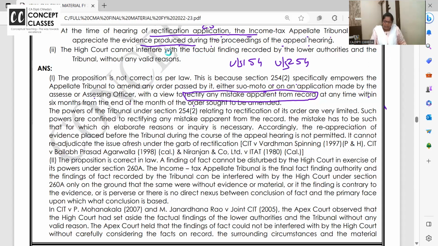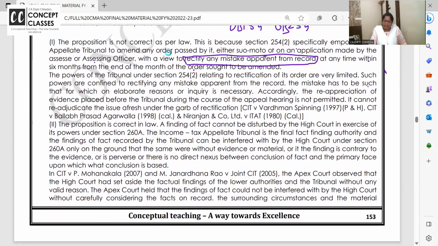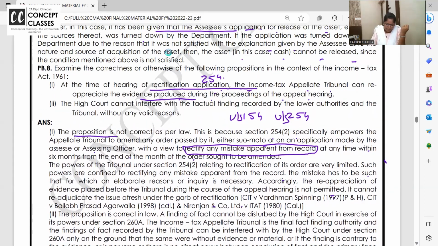The power of the tribunal under 254 relating to rectification is very limited. Such powers are confined to rectifying any mistake apparent from the record. The mistake has to be such that no elaborate reasoning or inquiry is necessary. Accordingly, reappreciation of evidence placed before the tribunal during the course of the appeal hearing is not permitted. It cannot re-adjudicate the issue afresh under the guise of rectification. In the name of rectification, you cannot add on everything and say now correct this mistake also. Rectification is like some silly mistake which is apparent. So it is not correct.